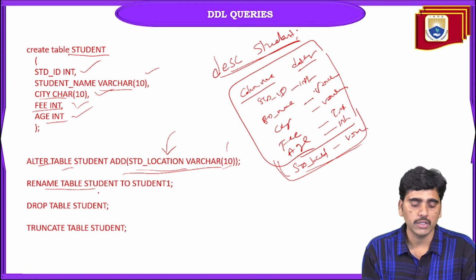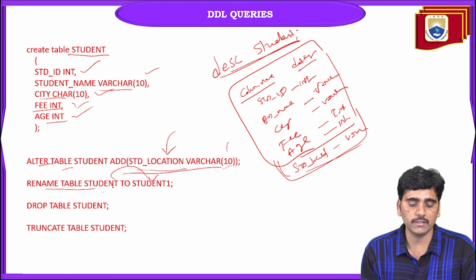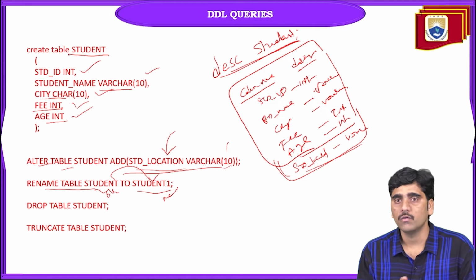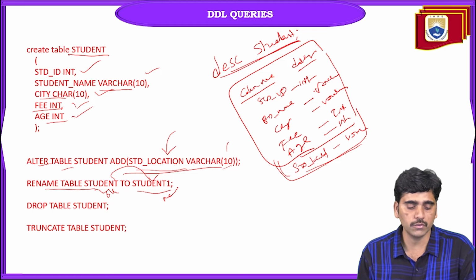And to rename the table, what? Rename table student 2 student 1. This is the old table name and this is the new table name. So rename table old table name to new table name, that is nothing but student to student 1. Now the table name is updated. So the new table name is student 1.